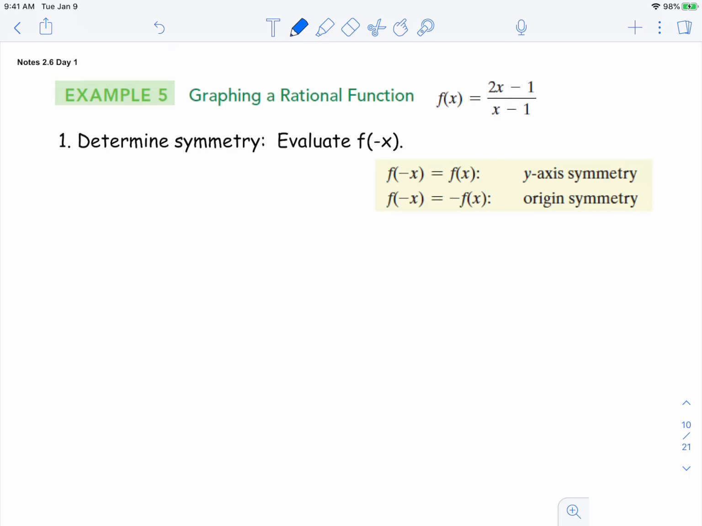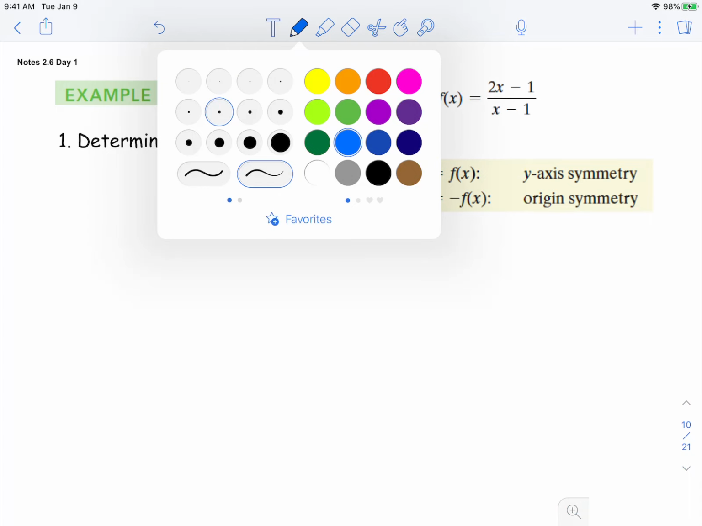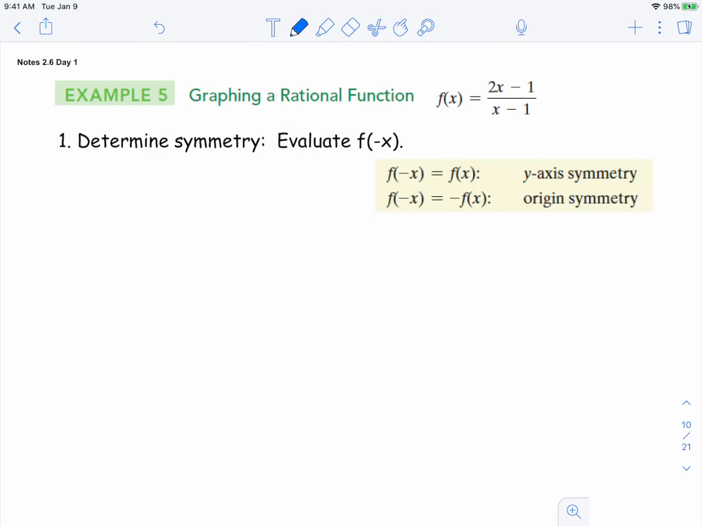Step 1 is we're going to determine if there is symmetry about the y-axis or the origin. In the yellow box is the rule when we evaluate the function. If we evaluate the function for negative x and we get the original function back, we're going to have y-axis symmetry. Scenario 2 is if we evaluate the original function for negative x and we get a negative f of x, and we have origin symmetry. So let's go ahead and do our test.